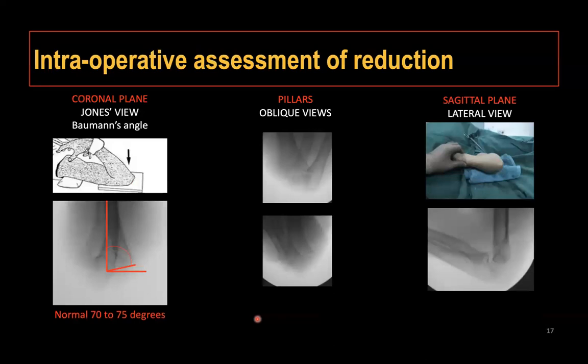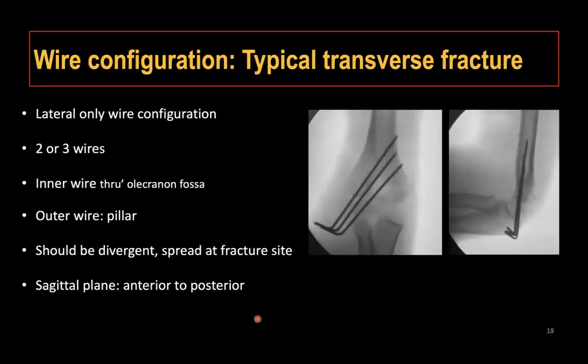After having achieved the reduction, you need to check the adequacy of the reduction under the image intensifier. For the coronal plane alignment, you obtain a Jones view and check the Baumann's angle, whether it is within the normal limits of 70 to 75 degrees. Additionally, you obtain pillar views by taking oblique images. And for the sagittal plane, you need to rotate your shoulder externally, or you can invert your C-arm and obtain a good lateral view.